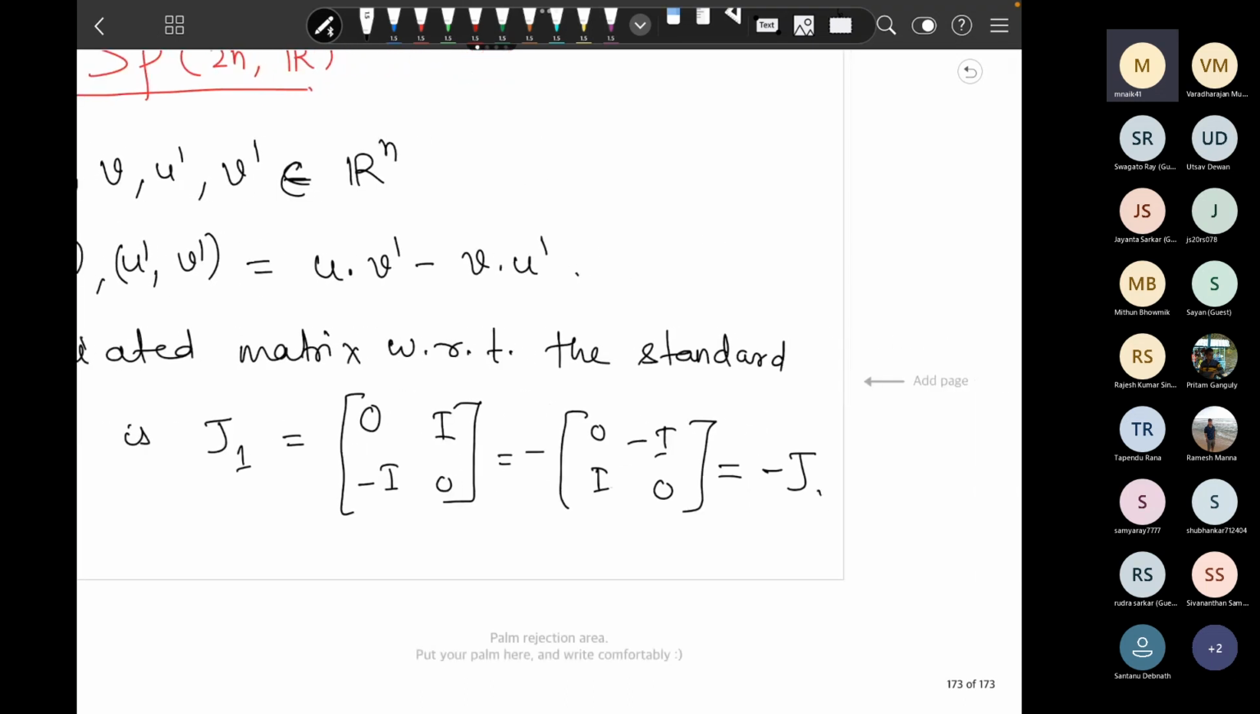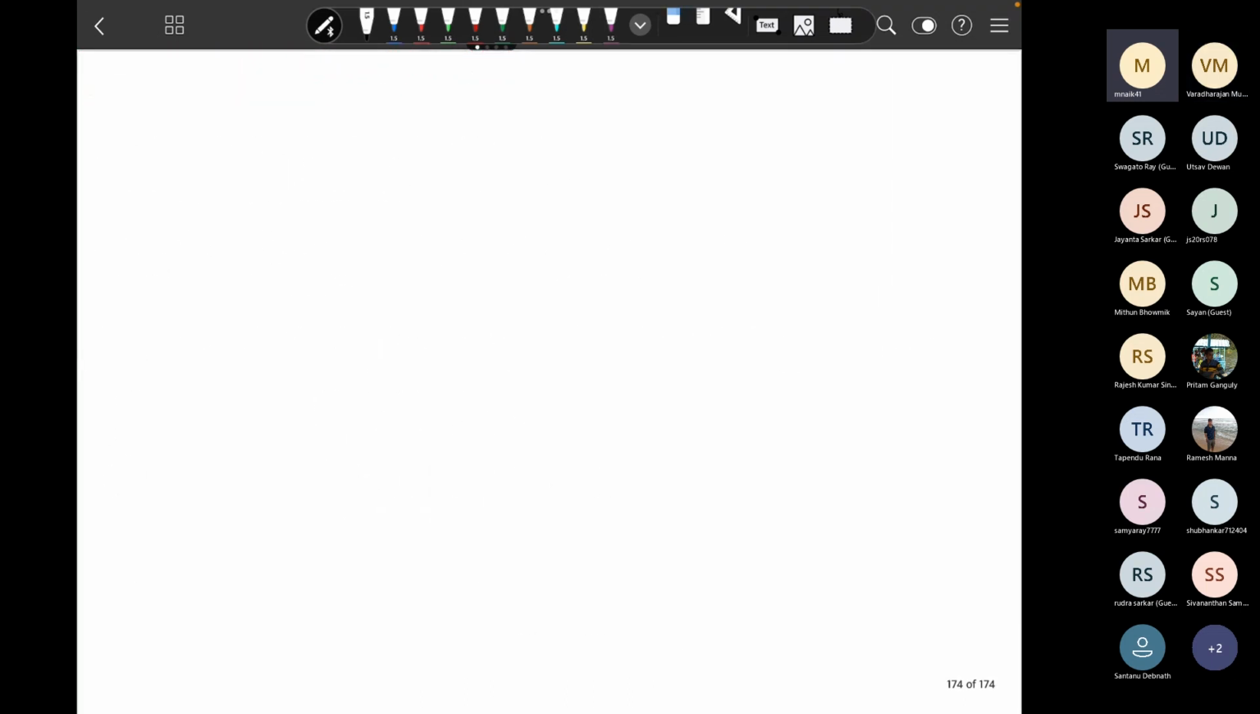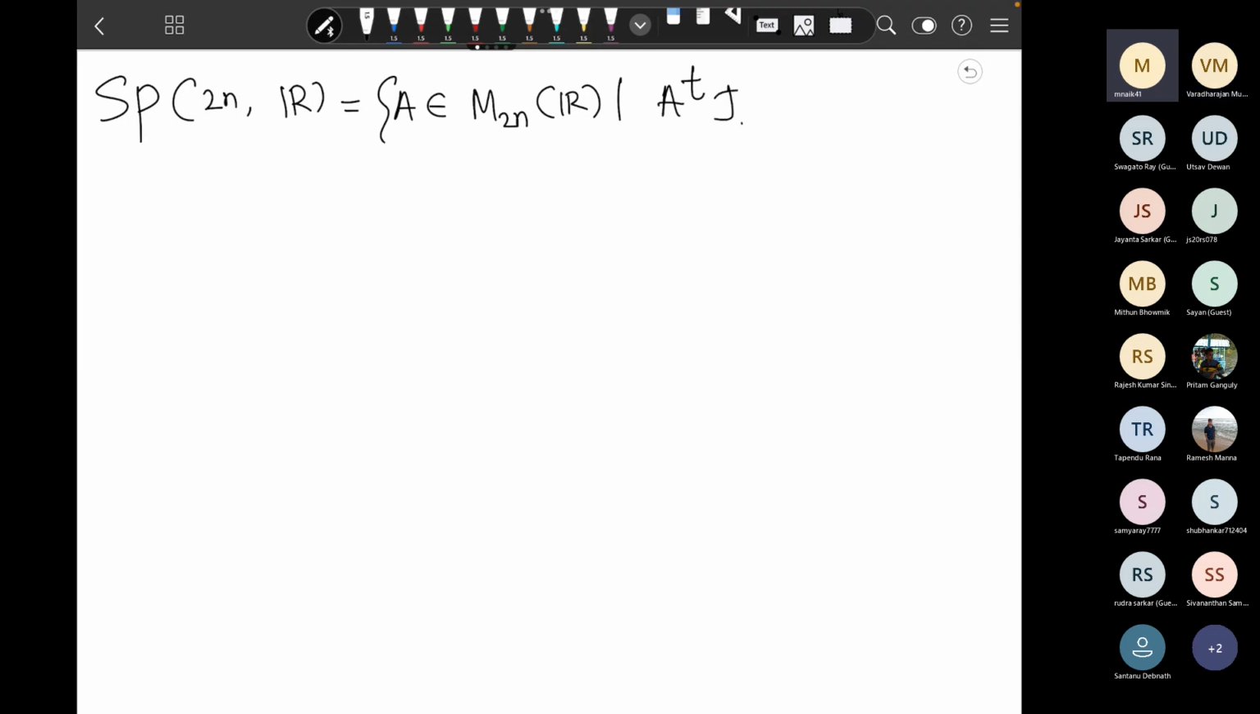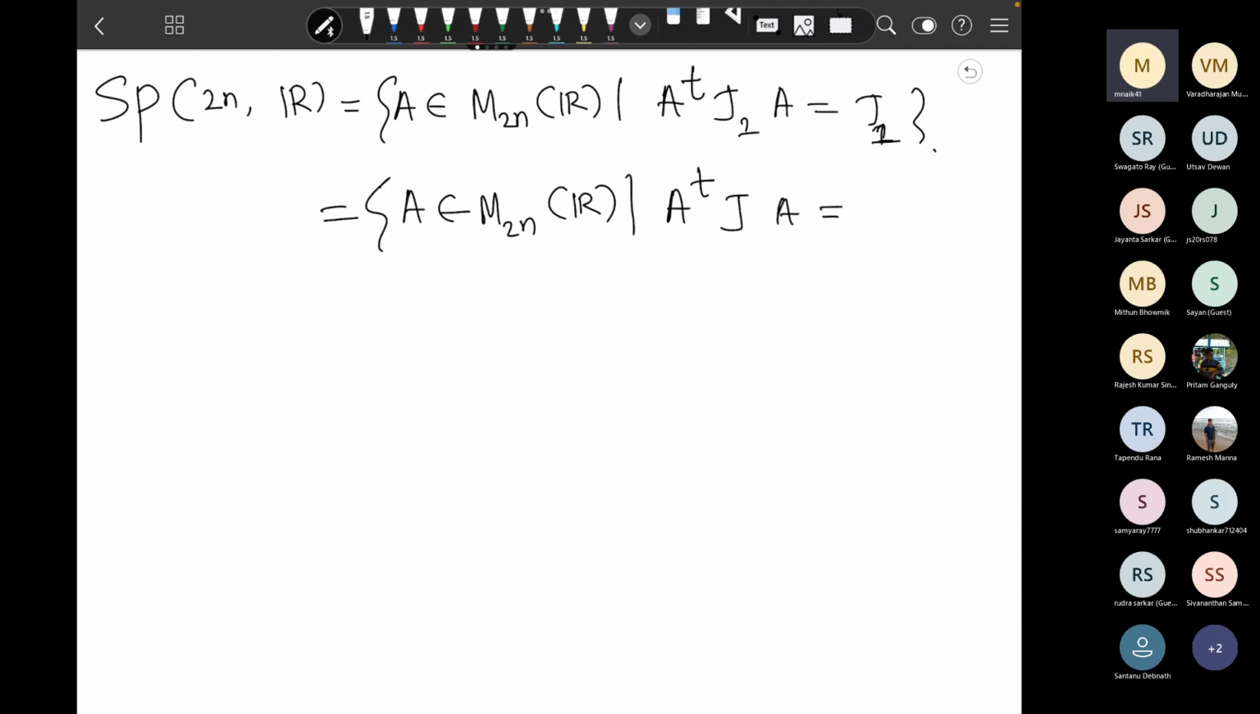So what I will get? This SP(2N,R) is really the set of A belonging to M(2N,R) so that A transpose J1 A is equal to J1. Since J1 is equal to minus J, this is the same thing as A belongs to M(2N,R) so that A transpose J A is equal to J. So this is the same thing.